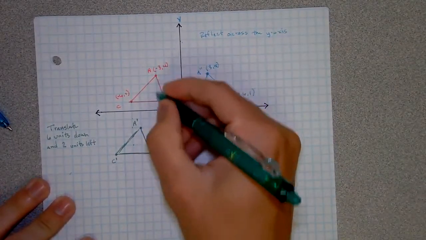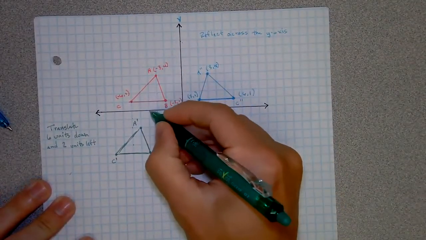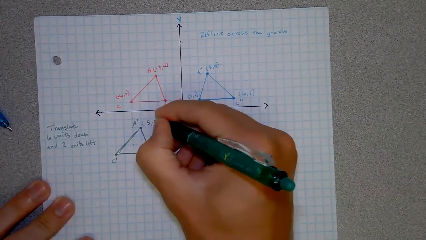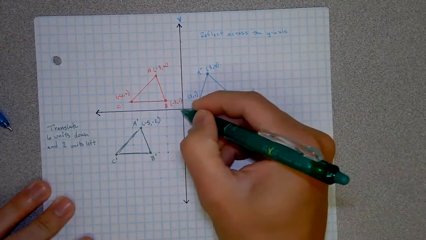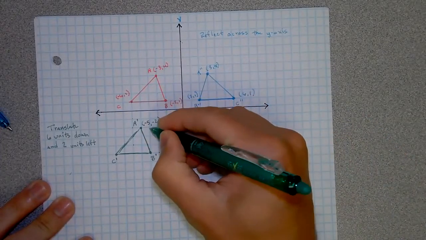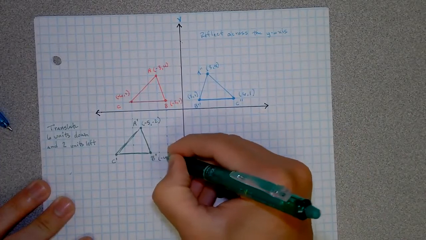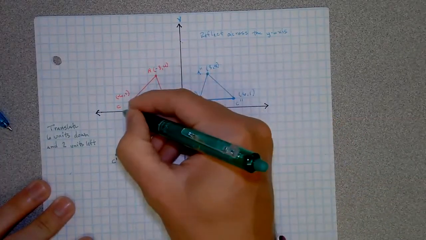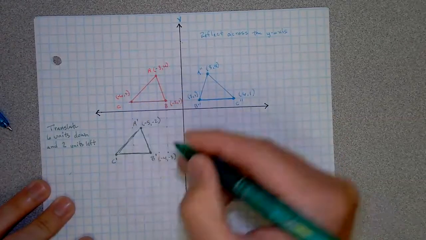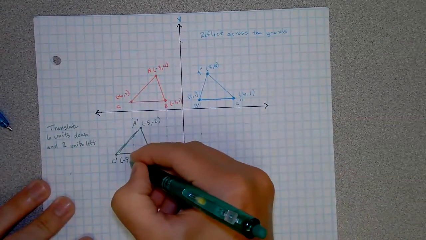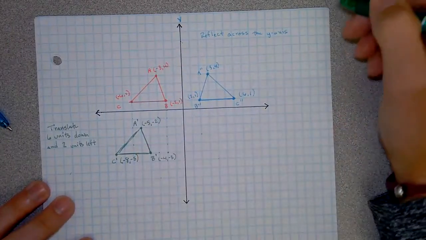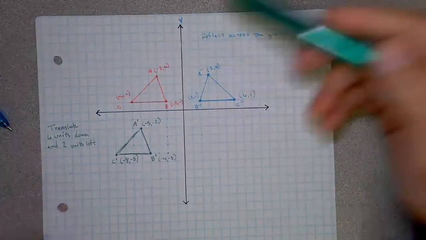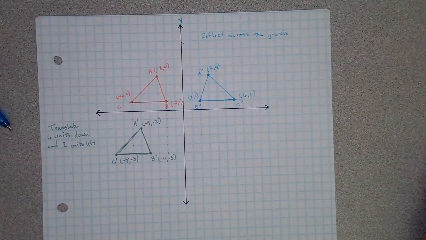A prime is at -5, -2. B is -4, -5. And C is going to be at -8, -5. Okay, we'll do the last one and then I'll recap everything.